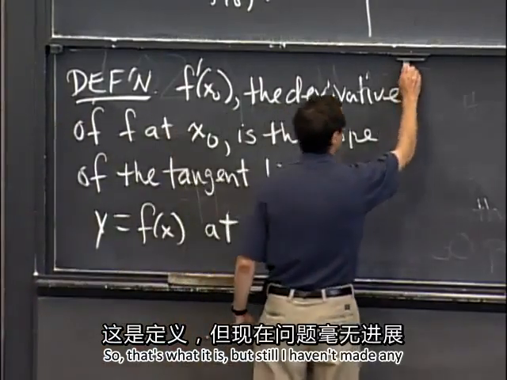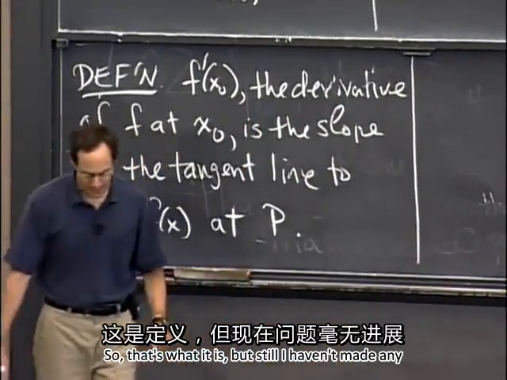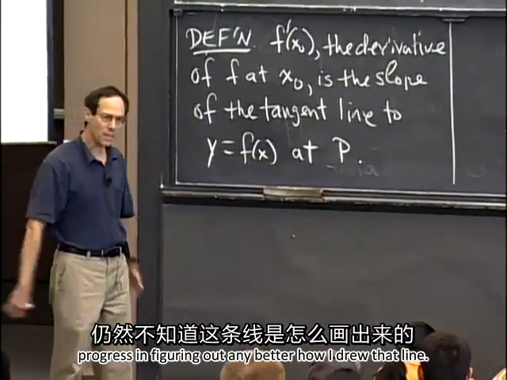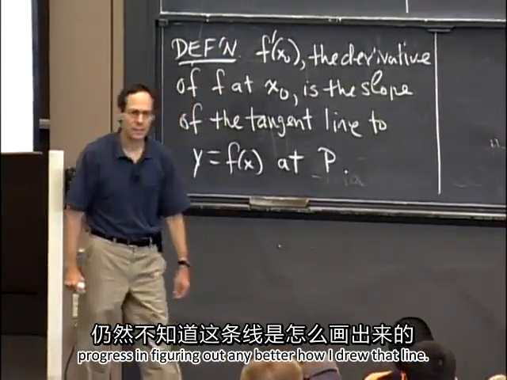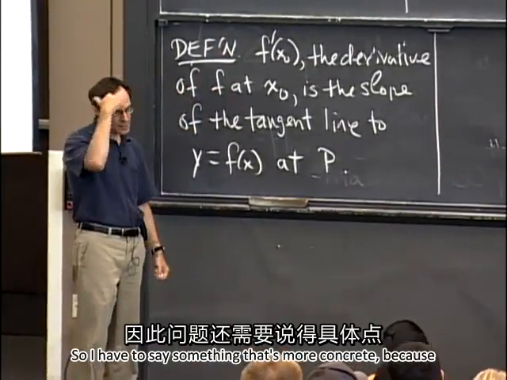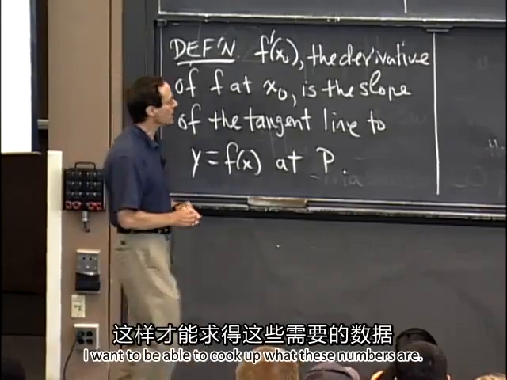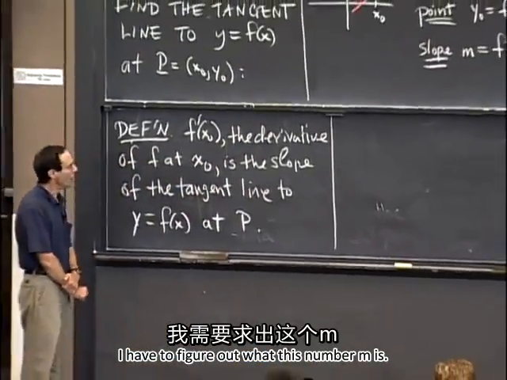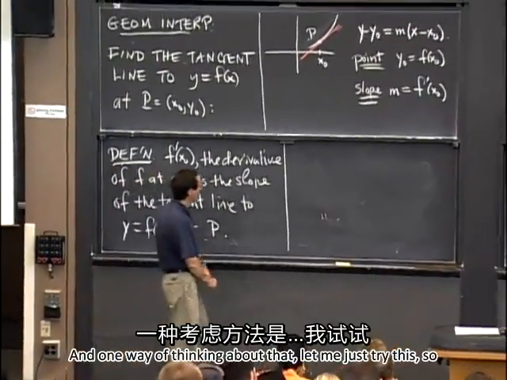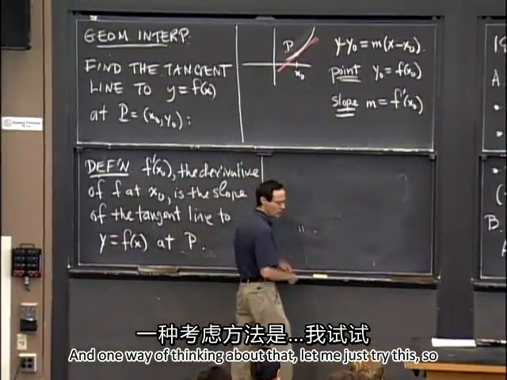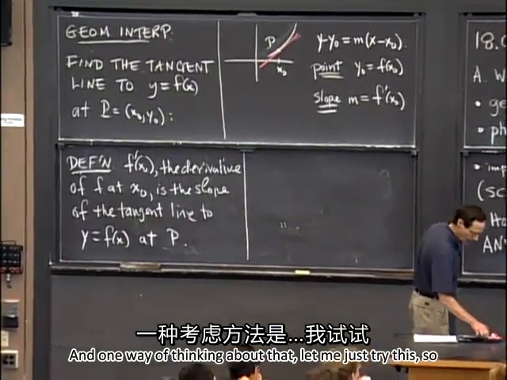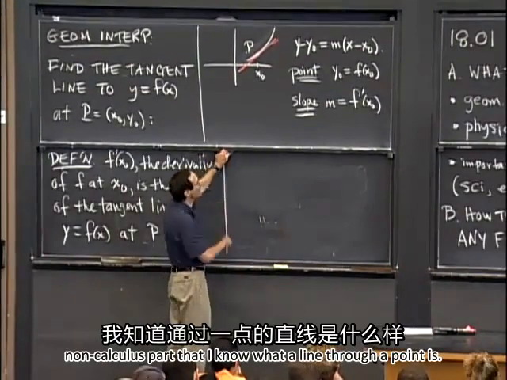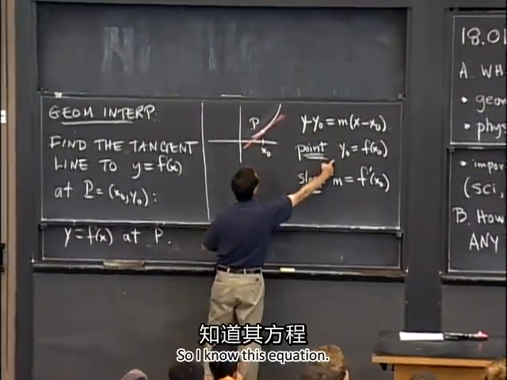So that's what it is, but still I haven't made any progress in figuring out any better how I drew that line. So I have to say something that's more concrete because I want to be able to cook up what these numbers are. I have to figure out what this number m is. And one way of thinking about that, let me just try it, is, so I certainly am taking for granted that in the non-calculus part that I know what a line through a point is. So I know this equation.